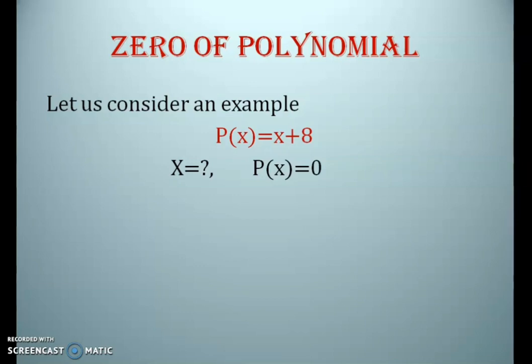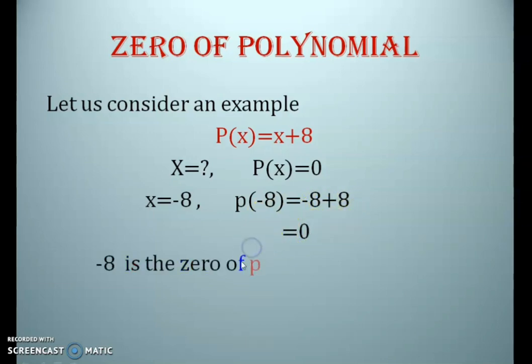As this is a simple linear polynomial equation, we can say that if we replace x with minus 8, the answer will be 0. So let's substitute x equal to minus 8. If we substitute, p of minus 8, we get minus 8 plus 8, which is equal to 0. Hence, we can say that minus 8 is the zero of the polynomial.